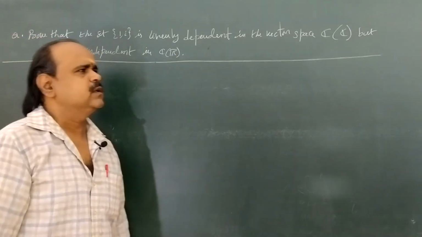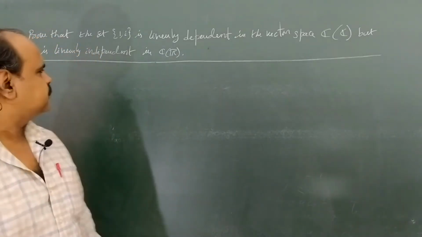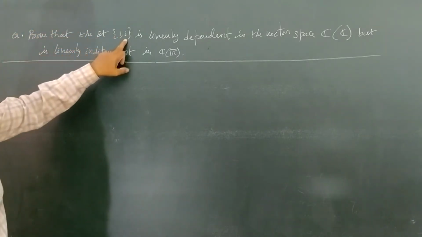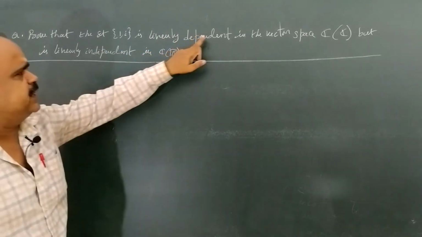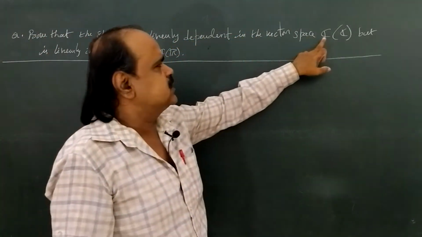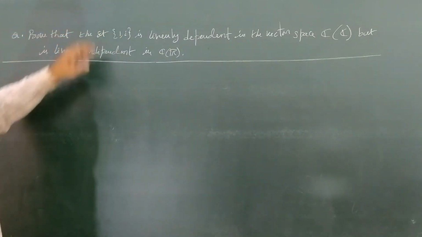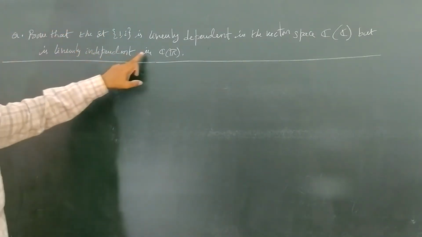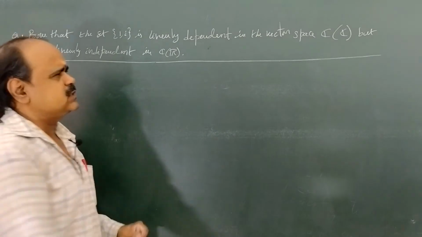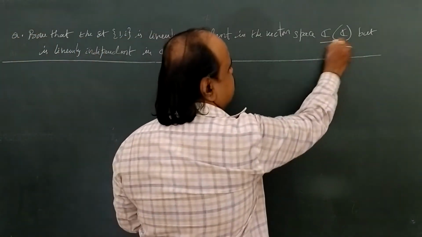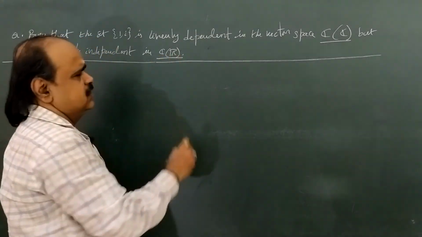Okay students, come to the next problem. Prove that the set 1 comma i is linearly dependent in the vector space C of C, but the same set is linearly independent in C of R. Here please observe the vector spaces. There are two types of vector spaces here, C of C and C of R.